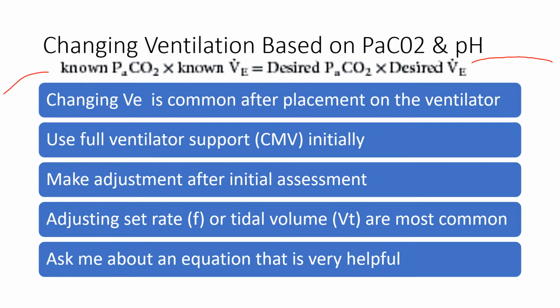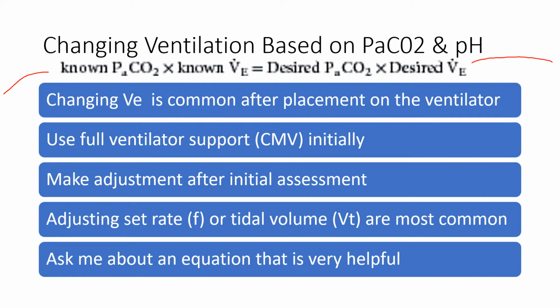So changing minute ventilation is common after we place someone on a ventilator, so don't think it's not. Using full ventilator support initially is what we try to do, especially if we do RSI, where we paralyze patients initially, or sedation is stronger usually during some of those situations. So you may have to use full support initially. After we get that initial blood gas, we're going to make our assessment, right? We're going to look at their vital signs. We're going to look at their lung compliance, their airway resistance, right? We're going to do our whole assessment on the patient, make sure they got adequate humidity, everything in there.